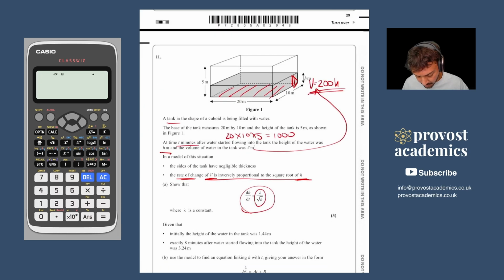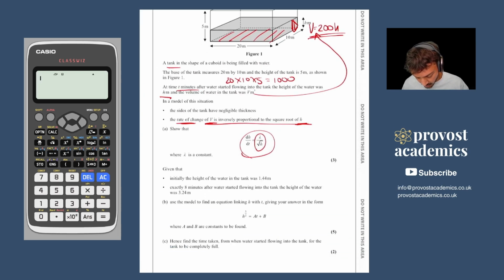So question B. So we're told some values now. Initially, so that's t equals 0, the water is 1.44. 8 minutes after, now the water height is 3.24.